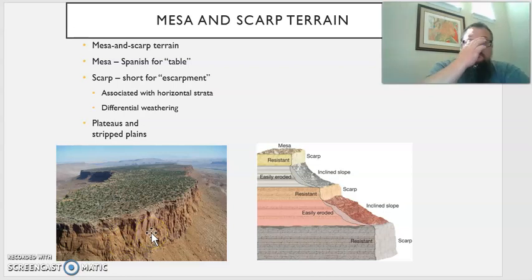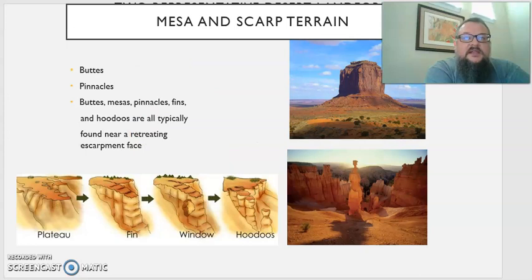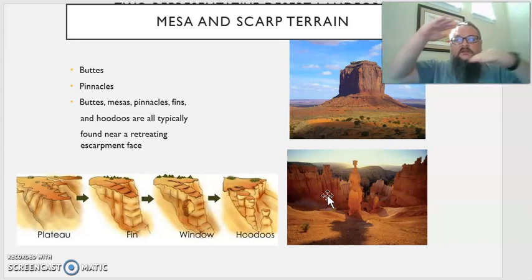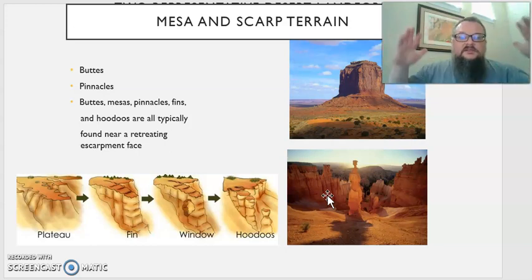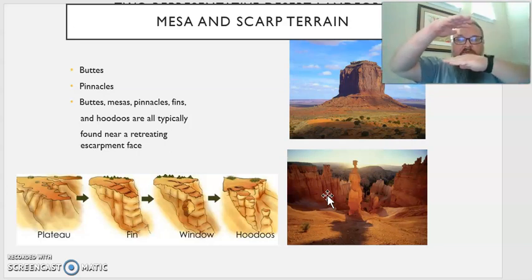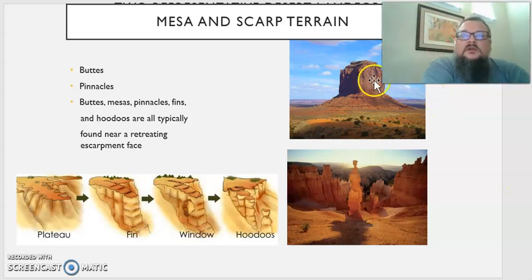One thing we'll look at here is a mesa versus a butte versus a pinnacle. They're all sort of similar things, but a mesa is wider than it is tall. Okay, mesas tend to be very wide or very long, but not terribly tall. A butte forms the same way as a mesa. The only difference is that a butte is not wider than it is tall. A butte is about as wide as it is tall.